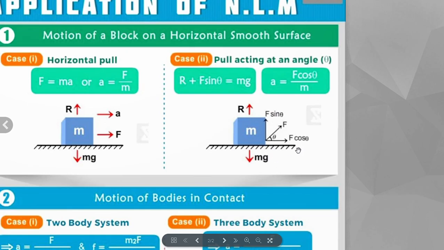Here you can see that F cos theta is the moving component of the block, and F sin theta will be supported as the block rests on the ground. So the conclusion of this: the block will move in the direction of F at angle theta.